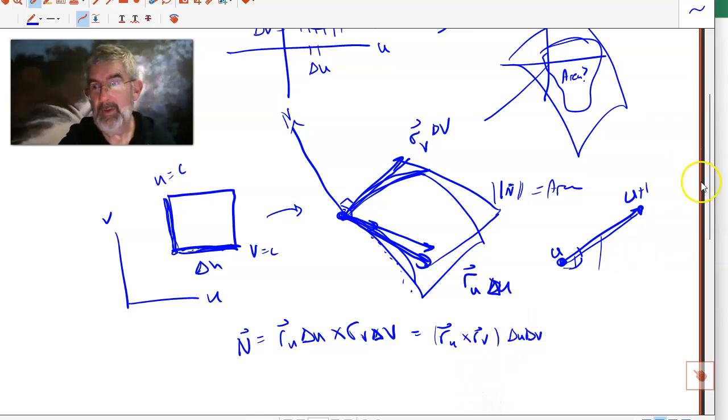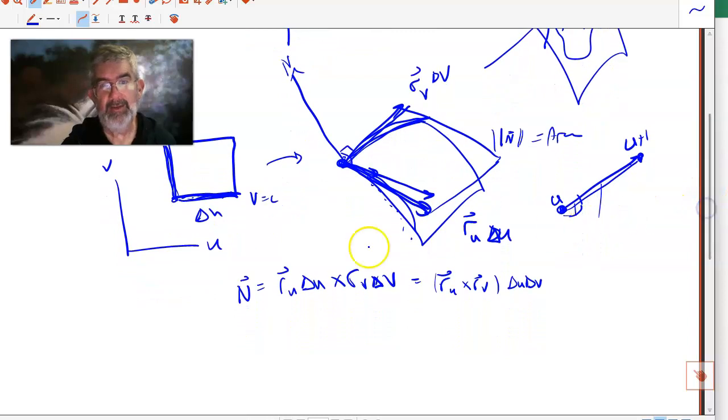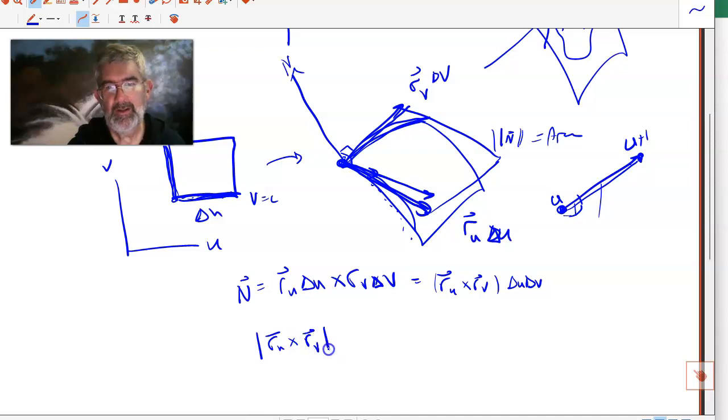And what I want is I want the area of that. So the area is going to be the length of that cross product. So the length of ru crossed with rv, and then times delta u delta v, because again, when you're multiplying a vector times a scalar, the length of that is just the vector times the scalar, provided those are positive, and we will take them to be positive. So that's the area of this little parallelogram.